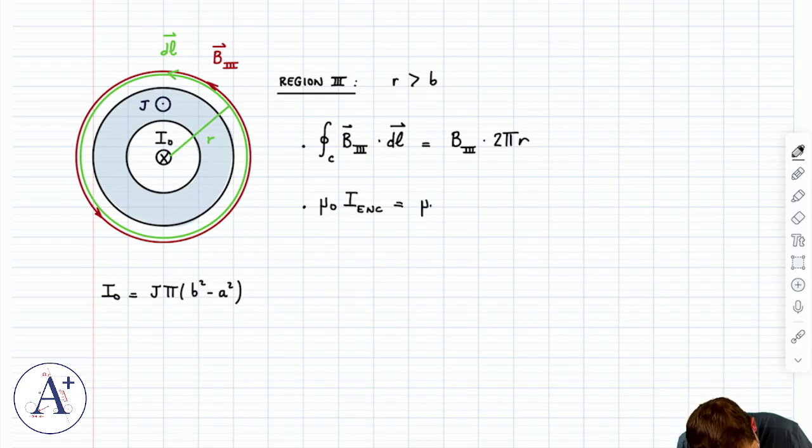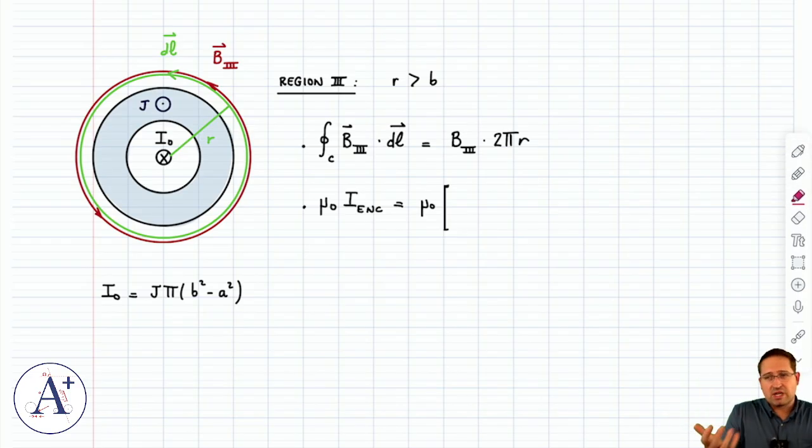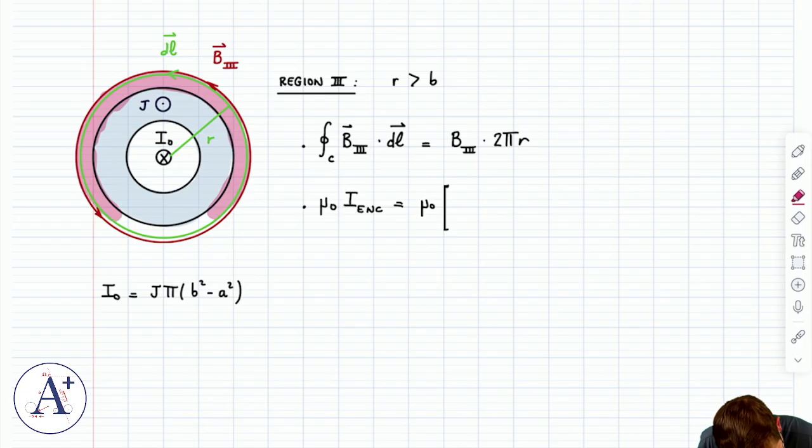Well, I have mu naught times the following. Well, same as before, I can say B3 is counterclockwise. I've made my guess. Now I have to match with the right-hand rule the positive direction for current. So if counterclockwise is positive for field lines, my thumb comes out of the page by the right-hand rule. Out of the page is positive for encircled current. And now I encircle all of it, like all the current I0 going into the page, but all the current per area J coming out of the page. So I have to account for all of that stuff.